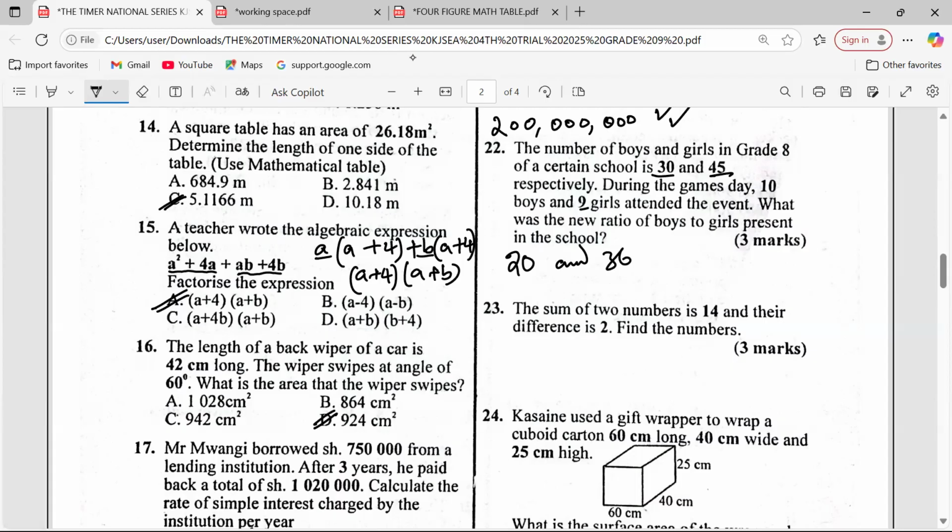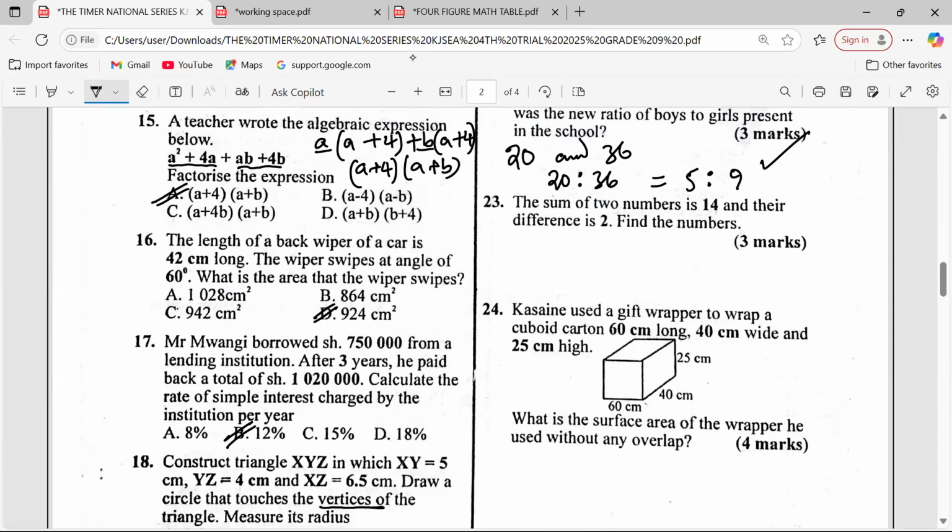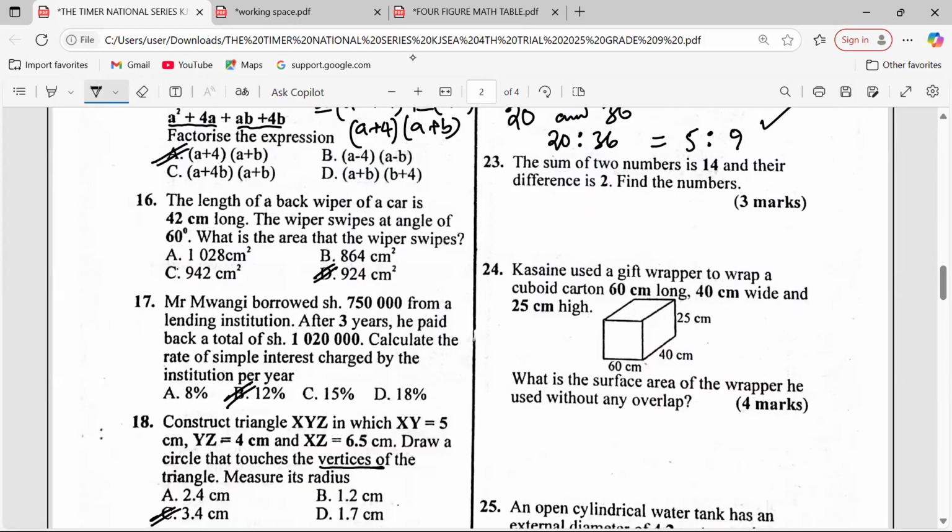So the ratio now can be expressed as 20 is to 36, but a ratio is supposed to be simplified. To simplify this ratio, we can divide by 4, we get 5, and by 4, we get 9. So the ratio is simplified as 5 is to 9. That way. 5 is to 9. I think you're supposed to note that one with a lot of concern.